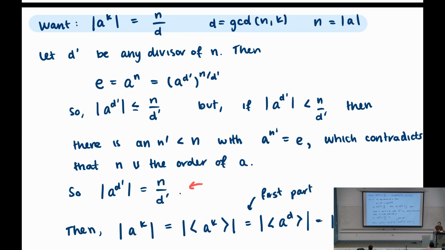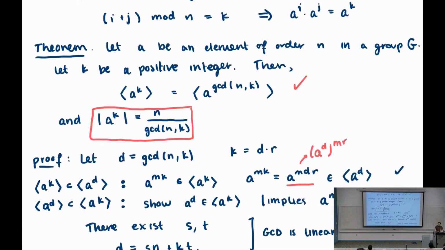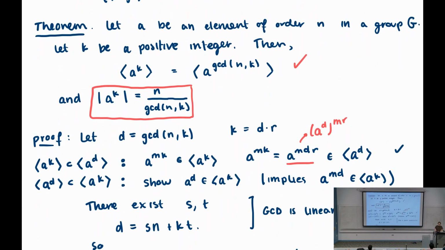Okay, so next time I'm going to start with an example to illustrate why we even bother with this theorem. Why does this make our lives easier? And then we will prove the fundamental theorem of cyclic groups, and then we'll look at some consequences for various types of groups.